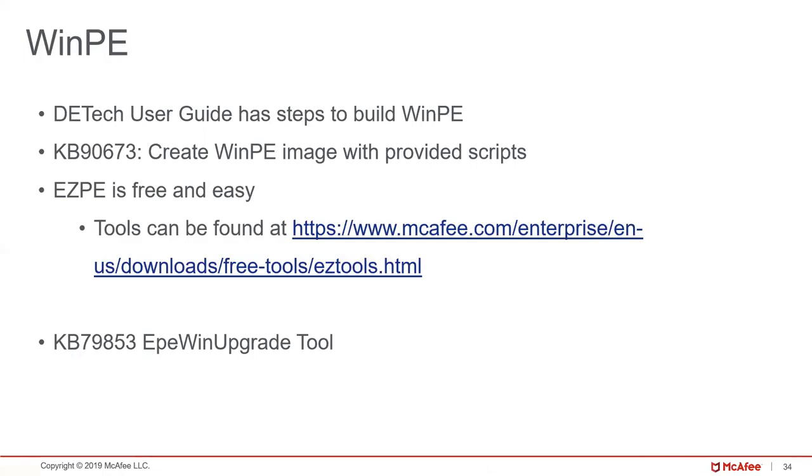And then KB 79853 also discusses the EPE Win Upgrade tool. This tool has multiple uses, one of which is the ability to inject the MDE components using this tool in command line into a Windows PE WIM image.